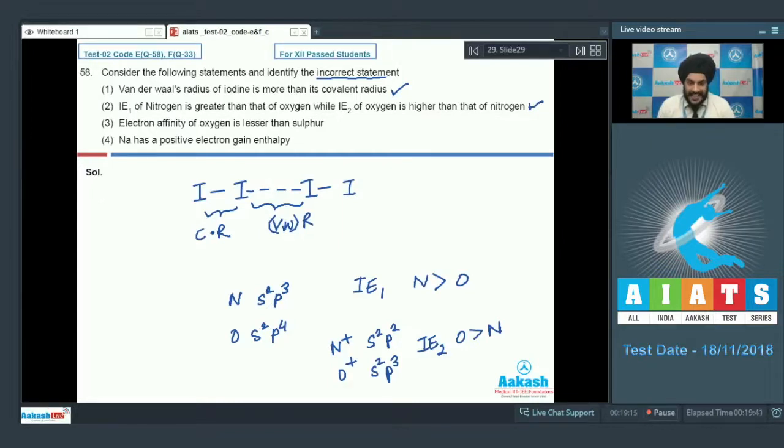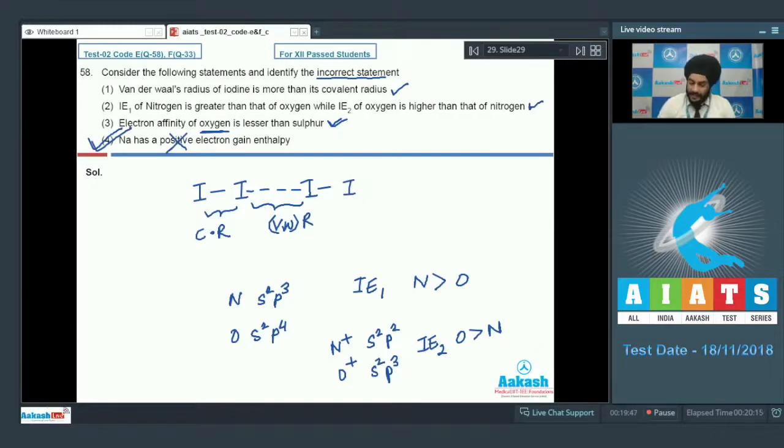Electron affinity of oxygen is less than sulfur. This statement is correct. Because of smaller size, oxygen has greater interelectronic repulsions and its electron affinity is less than sulfur. So if you look at statement 4, Na has a positive electron gain enthalpy. This statement is incorrect. Na has a negative value of electron gain enthalpy. So statement 4 is incorrect and we have to select it as the answer for our question.